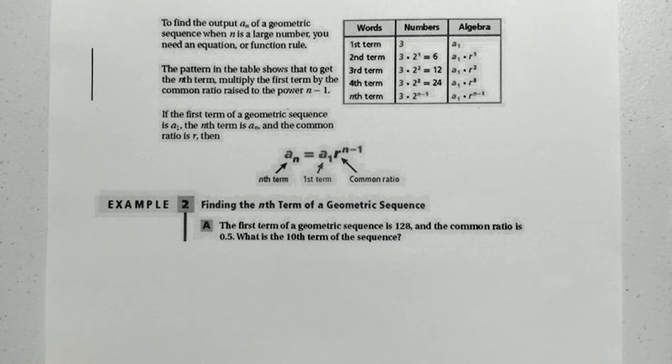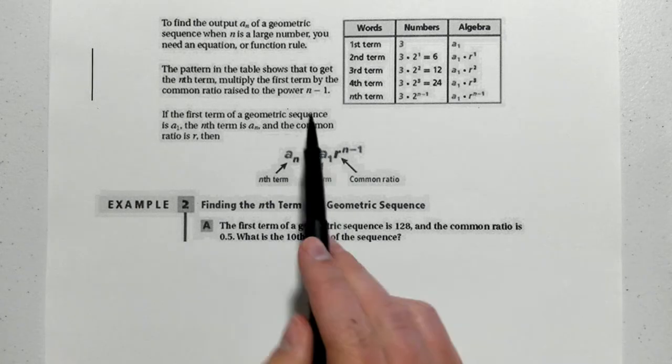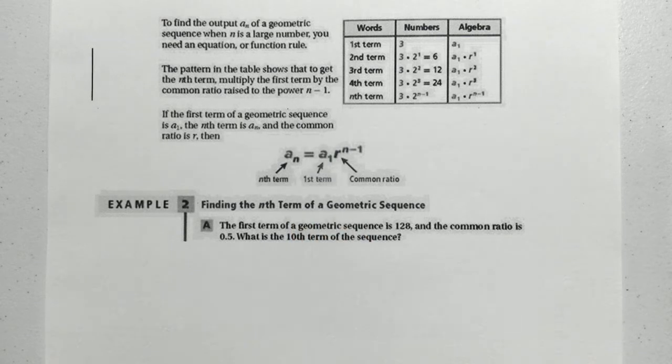To find the output a sub n of a geometric sequence, when n is a large number, you need an equation or a function rule. You're not going to want to keep on multiplying by that common ratio until you get that term in your sequence. So the pattern in the table shows that to get the nth term, you multiply the first term by the common ratio raised to the power n minus 1. So whatever term you're finding, you take away 1 and raise that common ratio to that power.